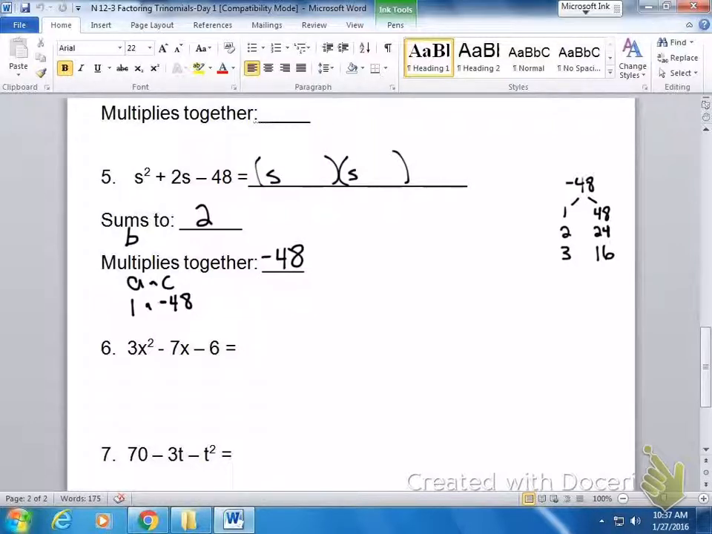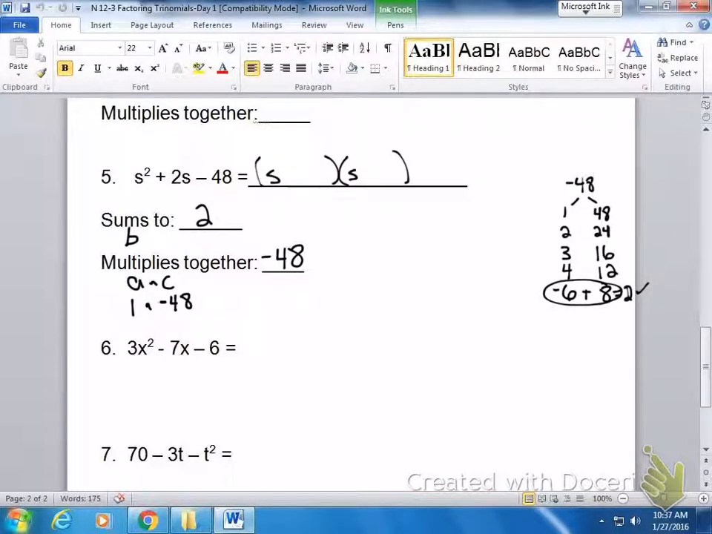I have to go next to 4. 4 will go into 48. It looks like 12 times. But again, negative 4 plus 12 or 4 plus negative 12 won't give me 2. 5 doesn't go into it, but 6 does, 8 times. Well, that's interesting. Those are 2 apart. So let's see. If I had negative 6 plus 8, I would actually get the 2. That's what I wanted. So there's my answer.